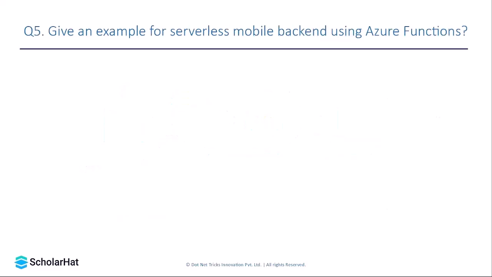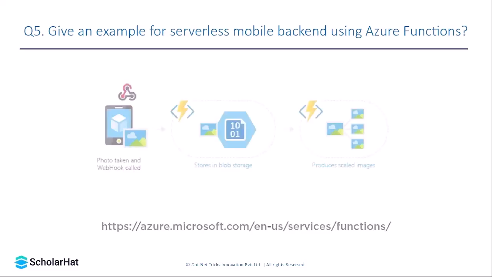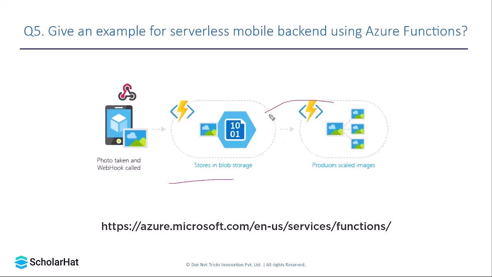Now let's move to the next question, that is, give an example of a serverless mobile backend using an Azure function. How can Azure Functions be used for processing a mobile backend? The answer is simple. Let's say you took a photo from a mobile device and you call a webhook. The webhook calls an Azure function, and that stores data into a blob storage. And again, from the blob storage, we use the blob trigger that will read the data from the blob, and then it produces the scaled images.